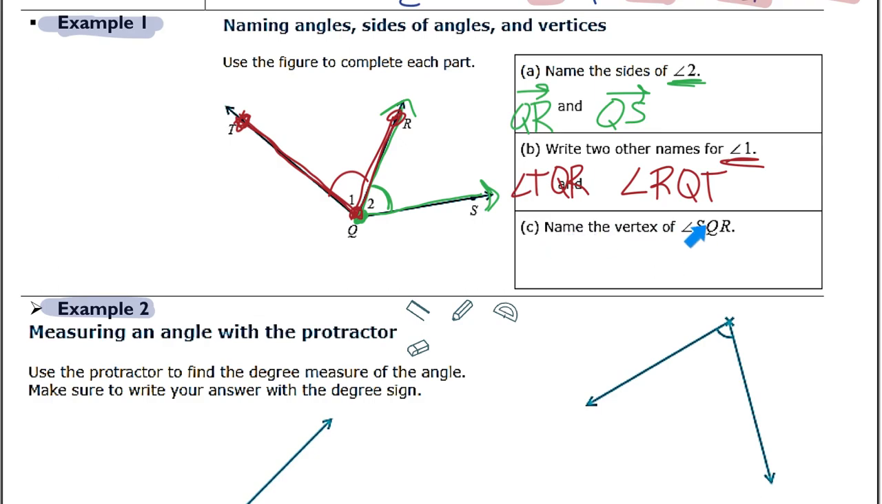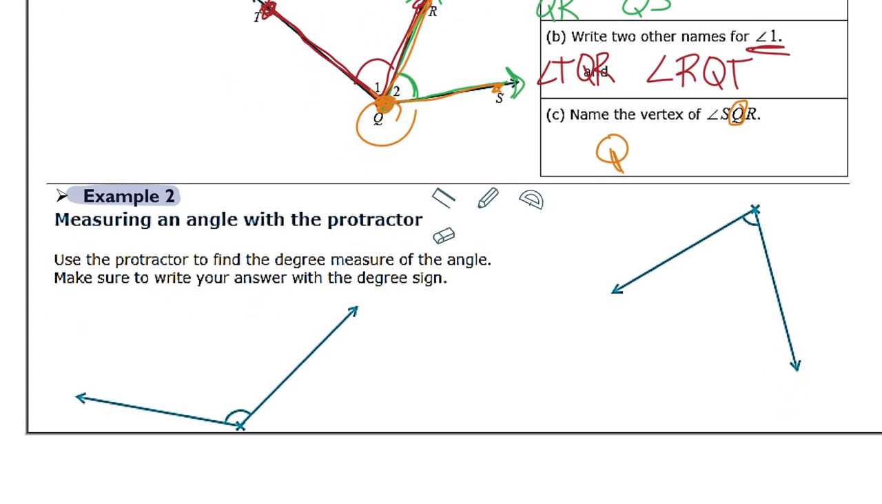And then what is the vertex of SQR? One thing to note is the vertex is always going to be in the middle, so we don't even have to look at the picture. If you think about S, then Q, then R, it has to be this middle one, which is Q here. So that would be that vertex.